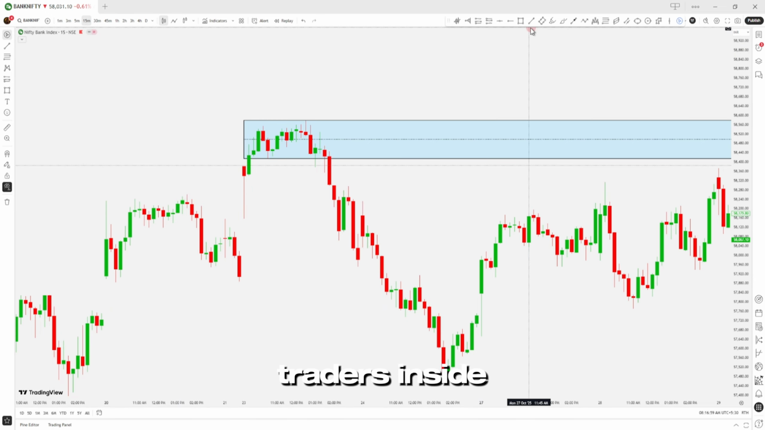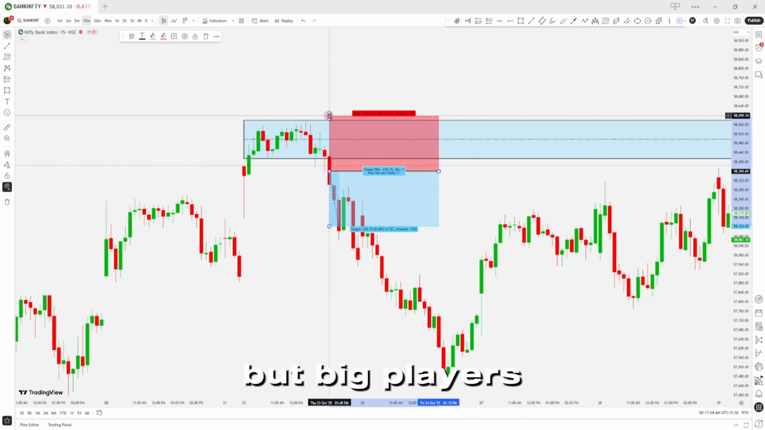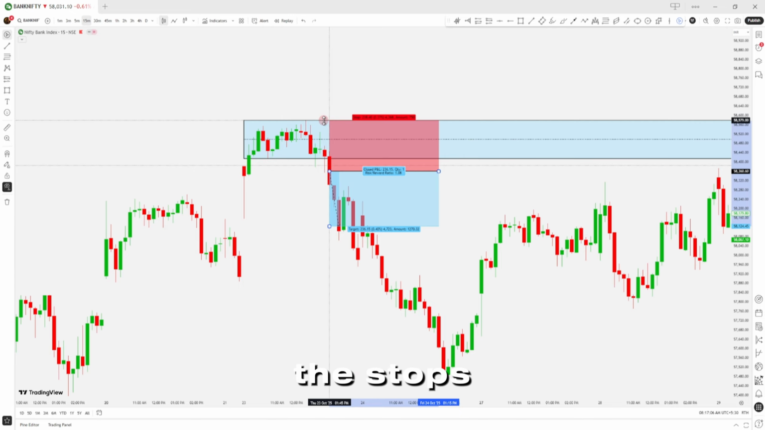Why it works? Traders inside the range buy low and sell high, but big players wait to break and grab all the stops outside.